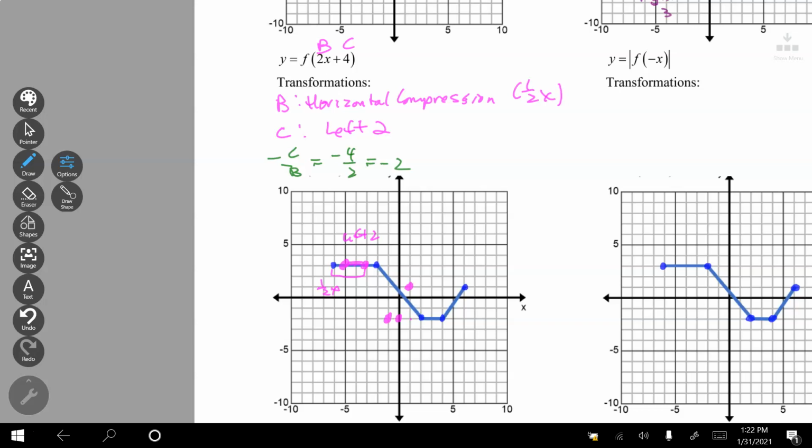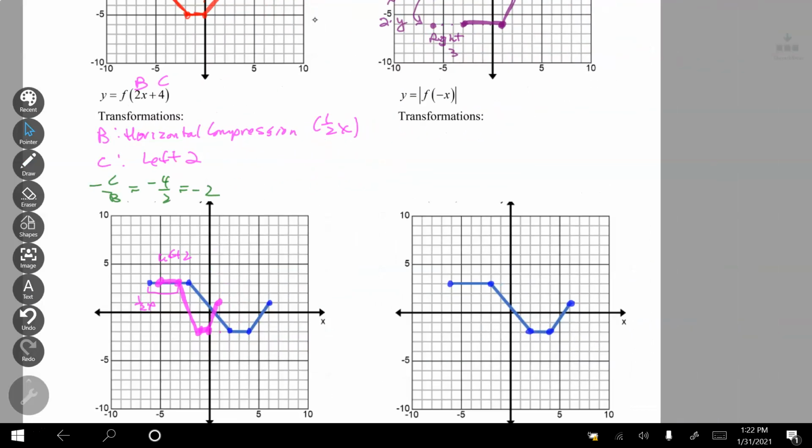So when I'm done, I'm going to draw this really thick and pink. I have this looking graph, and I pretty much think it does look like it's been horizontally compressed in half. It looks half as skinny as before and has been shifted over left a little bit.